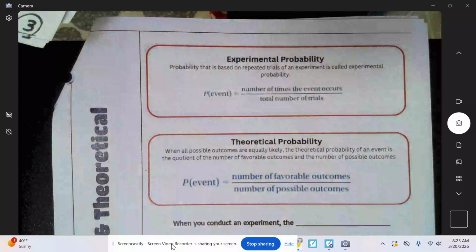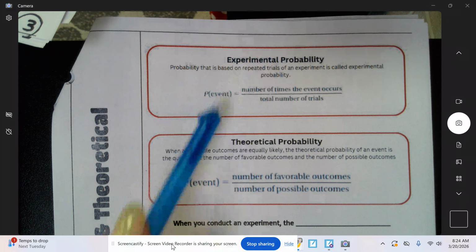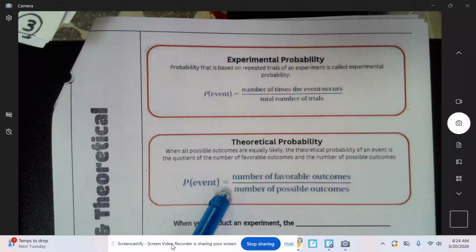So we talked about likelihood yesterday, and that's part of probability. And then the other part of probability is figuring out what are the chances that it's going to happen. Which you've basically been doing with the four corners exercise. So there's two types of probability. You've got experimental probability and you've got theoretical probability.